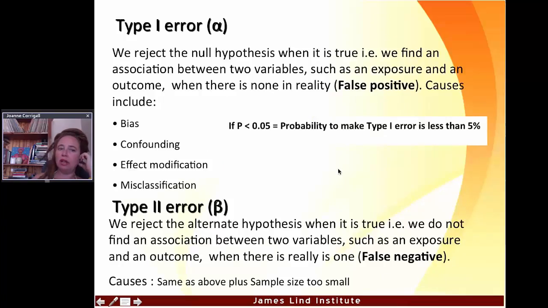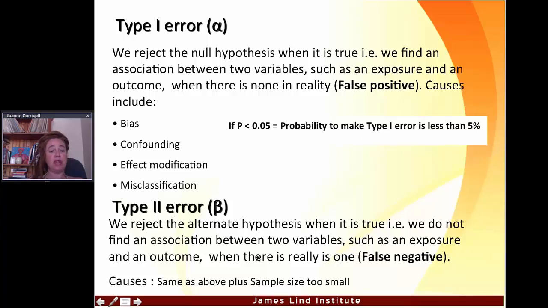So type 1 error, in this situation, we reject the null hypothesis when it is in fact true. So we find an association between two of our variables, such as an exposure and an outcome, but actually there isn't one. So this is what we would call a false positive. The causes can include bias, confounding, effect modification, and as I said, the p-value is a reflection of the probability of making a type 1 error. So if our p-value is less than 0.05, the probability of making that kind of error is less than 5%.